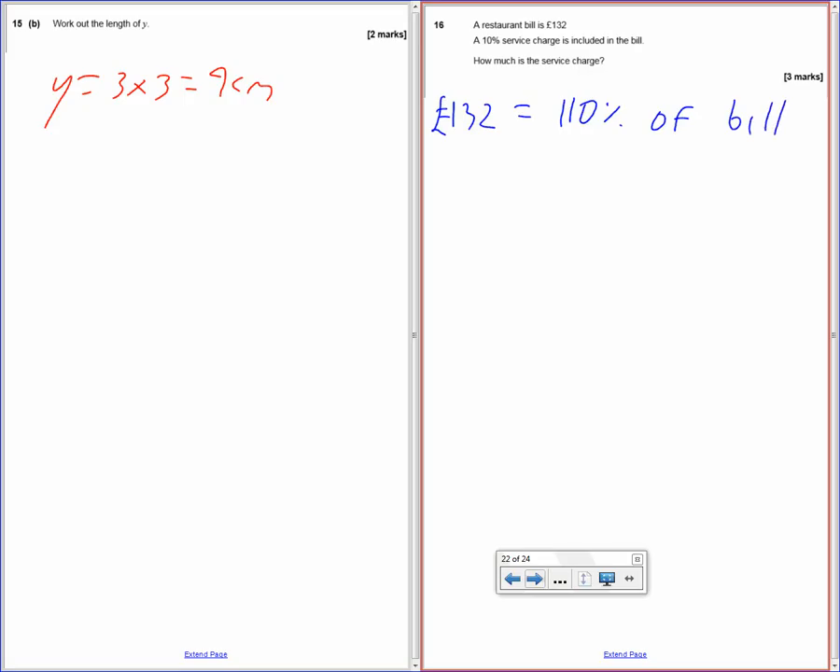So we've got to work out what 10% was. So 110% is £132, and 10% is 132 divided by 11, which is £12. And that makes sense. If you had a £120 bill, 10% of 120 is 12. Add that on, you get £132. So that's what happens.